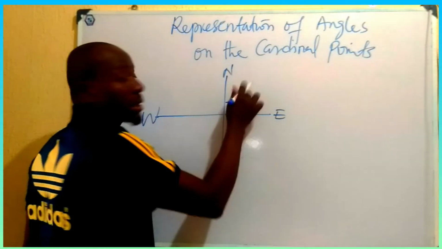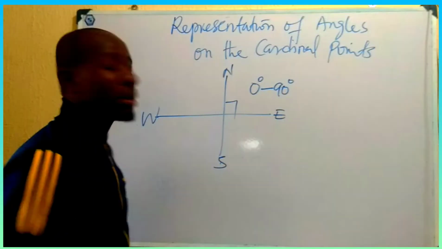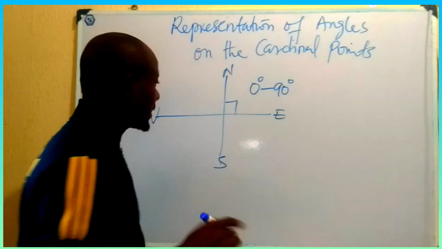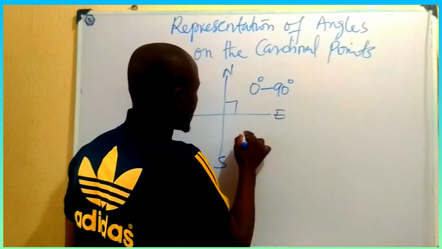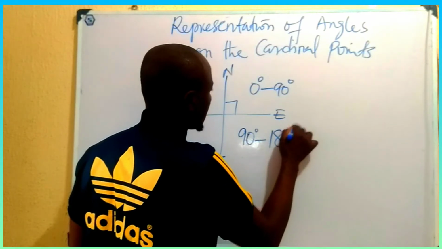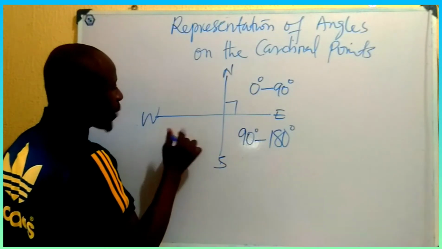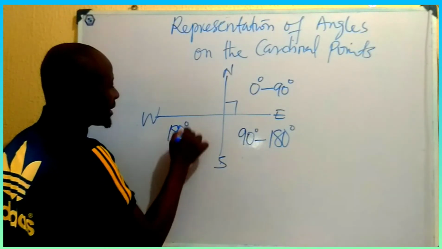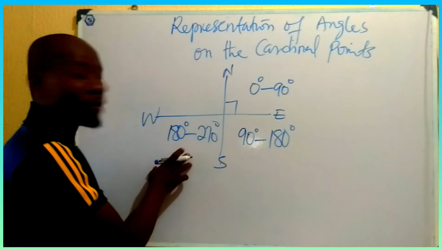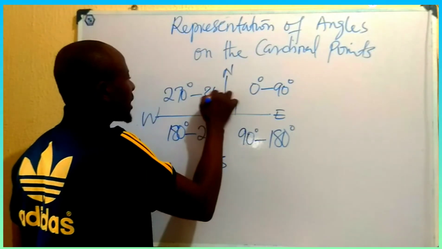So this first cardinal point can take 0 degrees to 90 degrees only. The first cardinal point is allowed to take 0 degrees to what? 90 degrees only. The second one we take 90 degrees, anything from 90 to 180 degrees. We enter here, right? So the third one we take anything from 180 degrees to what? 270 degrees. It's only permitted to enter here, right? So this one we take a maximum of 270 degrees to 360 degrees.